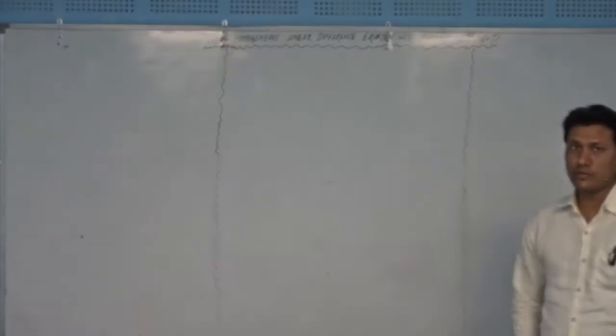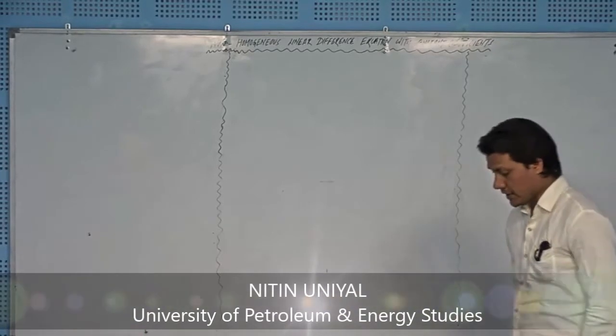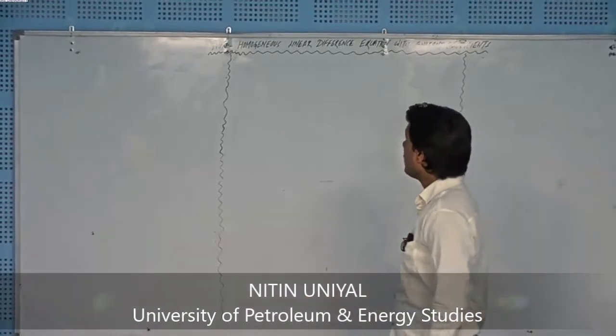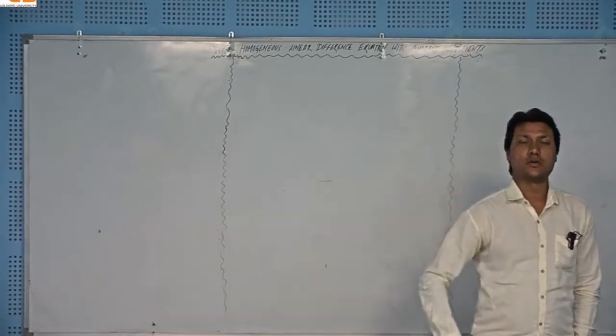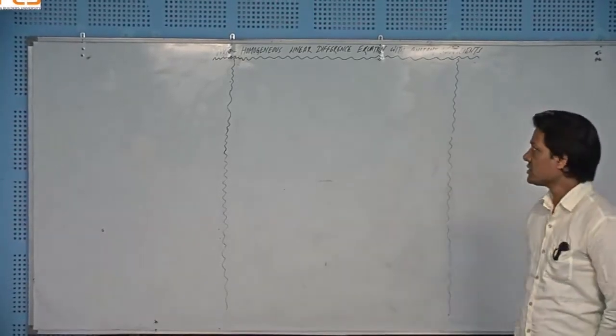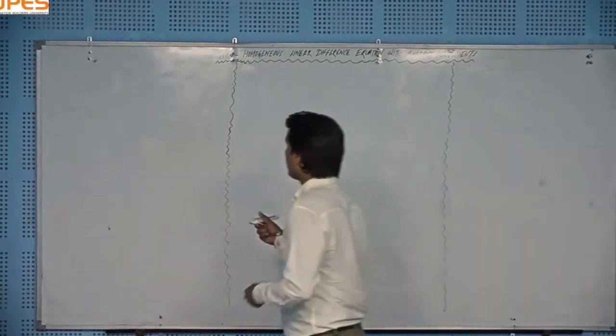The topic of today's video will be non-homogeneous linear difference equation with constant coefficients. As you know, a linear difference equation is said to be non-homogeneous if the function present in the right hand side is a non-zero function. So I will start writing that general non-homogeneous linear difference equation, and that is of this form.